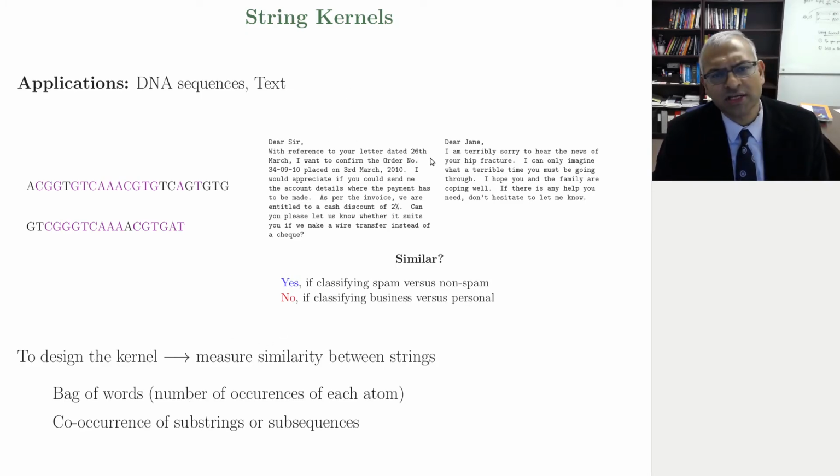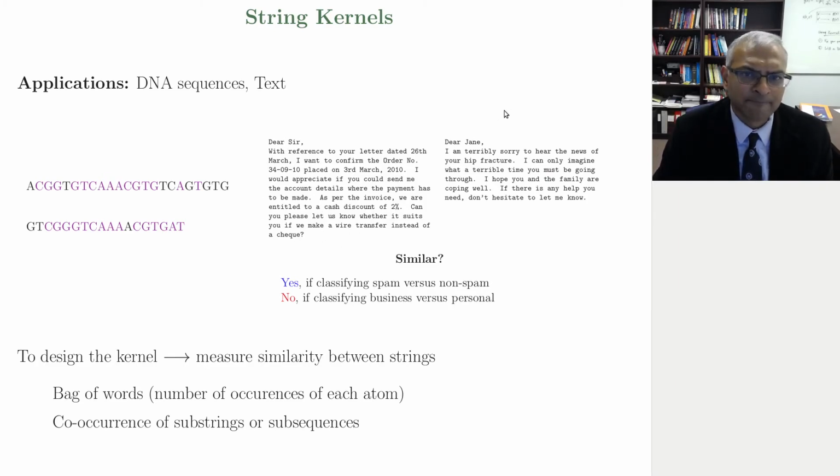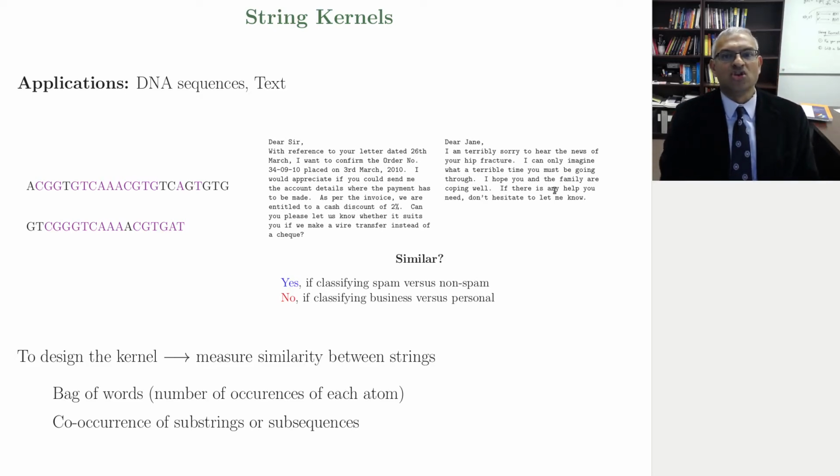Dear sir, with reference to your letter dated, blah, blah, blah, I want to confirm that the order number placed, blah, blah, blah, we would appreciate if you can send me the account details to which I must pay, and we are expecting a 2% discount, and so on and so forth. So this is clearly a business email. And then, dear Jane, I'm terribly sorry to hear the news of your hip fracture. I can only imagine what a terrible time you must be going through, blah, blah, blah. This is an example of an email that is clearly a personal email of Jane's, and some friend is consoling her on some hip fracture. Okay, so now, are these texts similar or not?